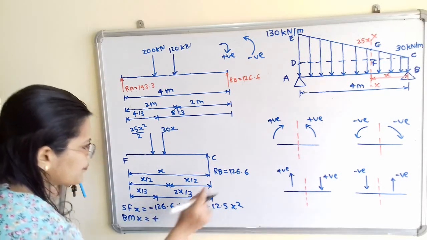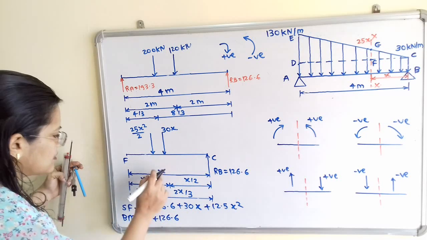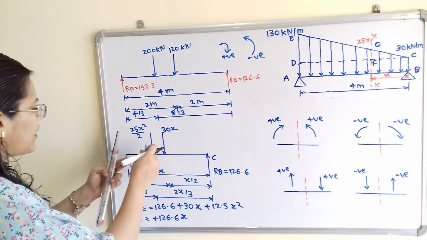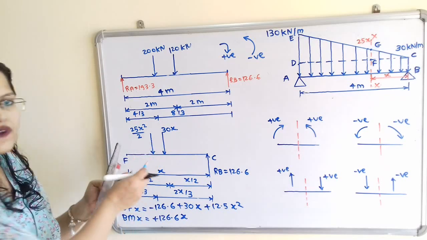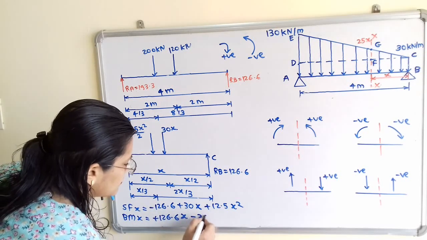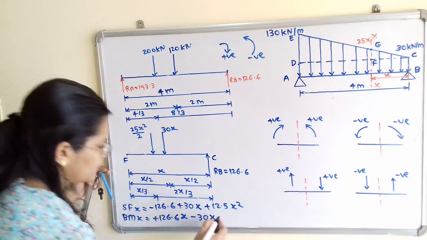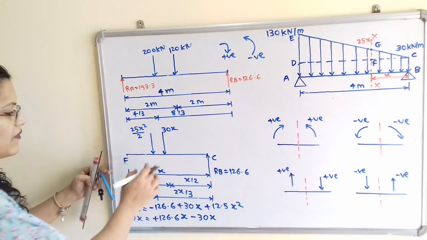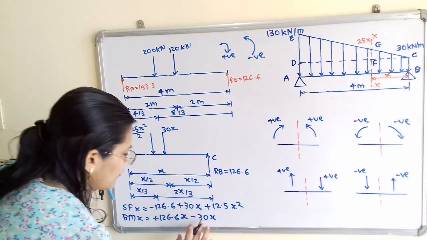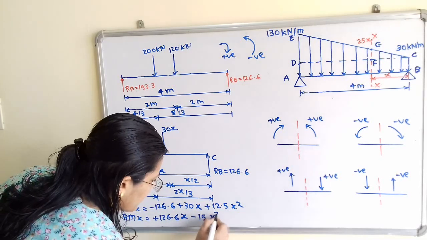So plus 126.6 multiplied by the distance, that is x. Then we will move to the next force, 30x. If I move the compass about point F, then we will get clockwise direction. So we will use minus sign, minus 30x multiplied by the distance. This distance is x by 2. So I will simplify this, 30x multiplied by x by 2. That means it is equal to 15x square. So I will directly write here 15x square.